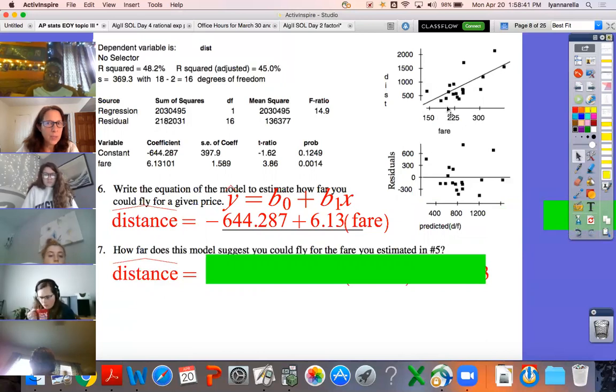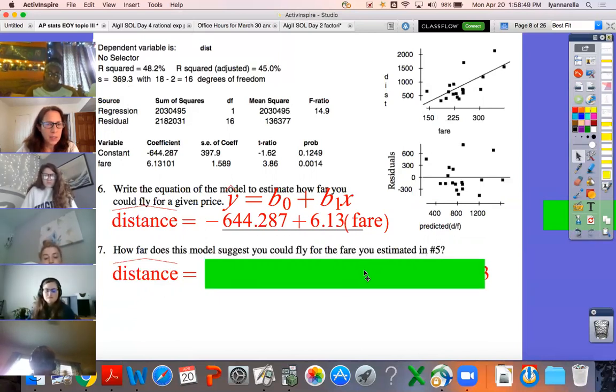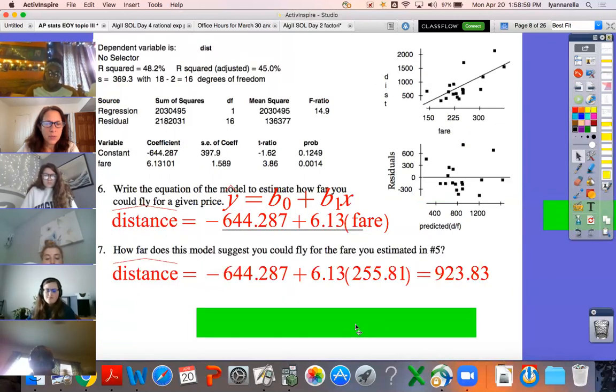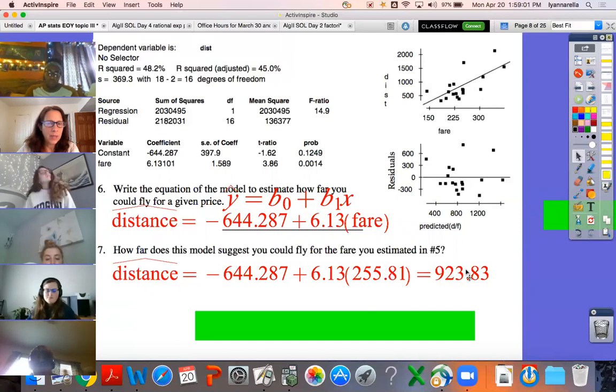Okay, so even though we switch the x and y axis around, it doesn't matter. The equation will change, but the r and r squared will not. So then it says, how far does this model suggest you could fly for the fare you estimated in number 5? In number 5, we estimated a fare of 255.81. So if we put the 255.81 in, we get about 923 miles, which is kind of close to 1,000.